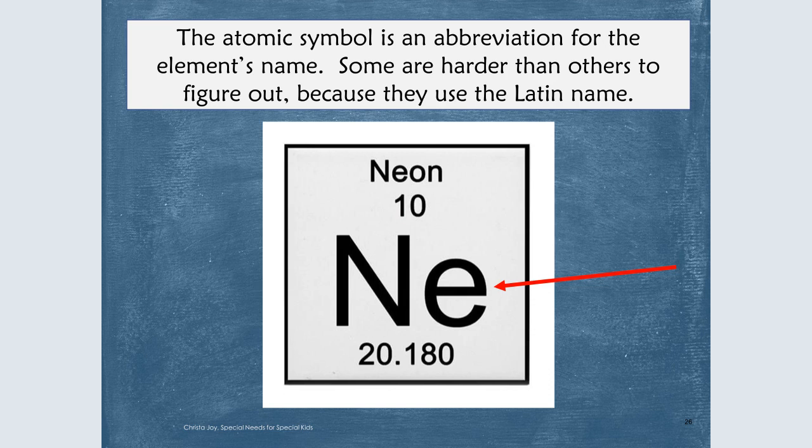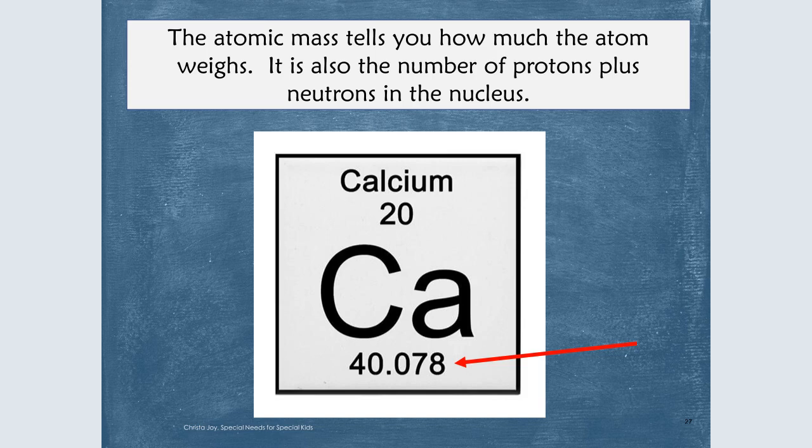This is called the atomic mass, because that's the total weight of the protons and the neutrons. This is just the atomic number, which is the number of protons. So the atomic mass tells you how much the atom weighs, the number of protons plus the number of neutrons. Let's do this one together.